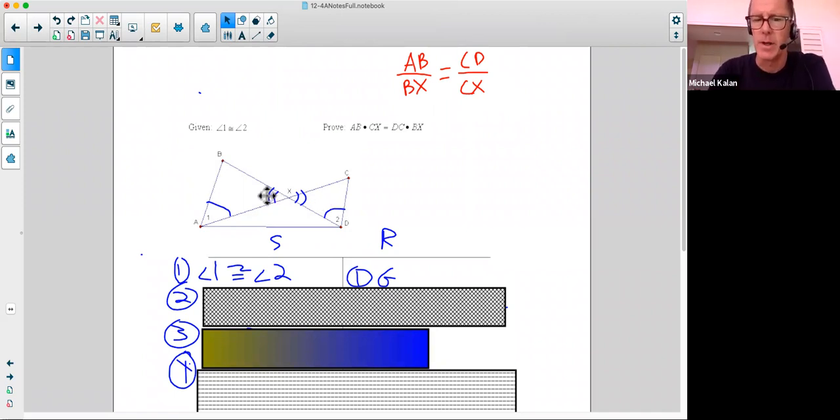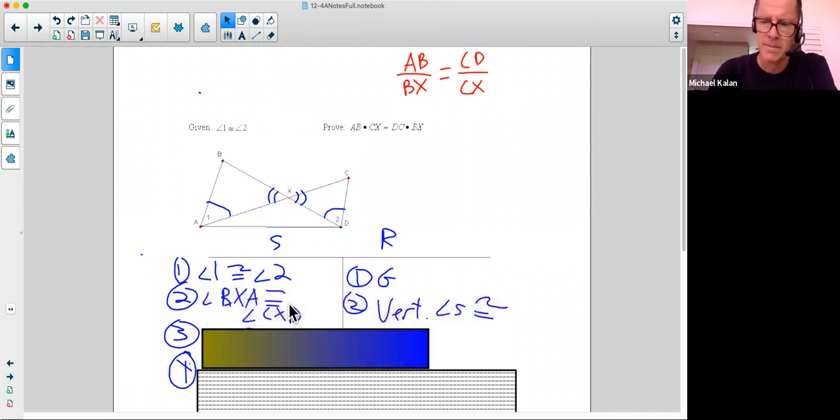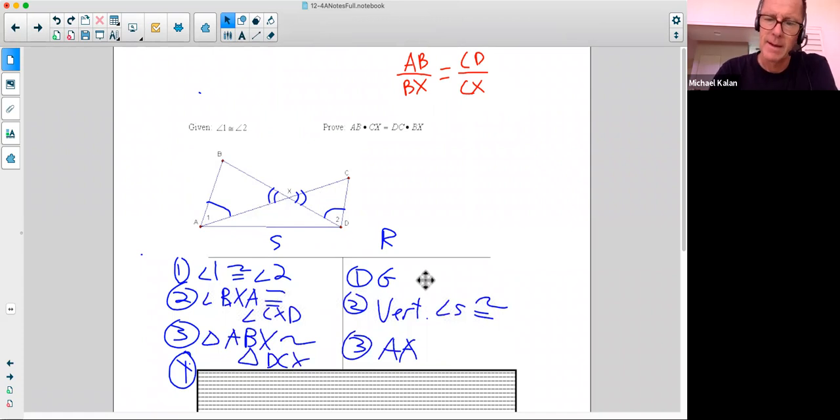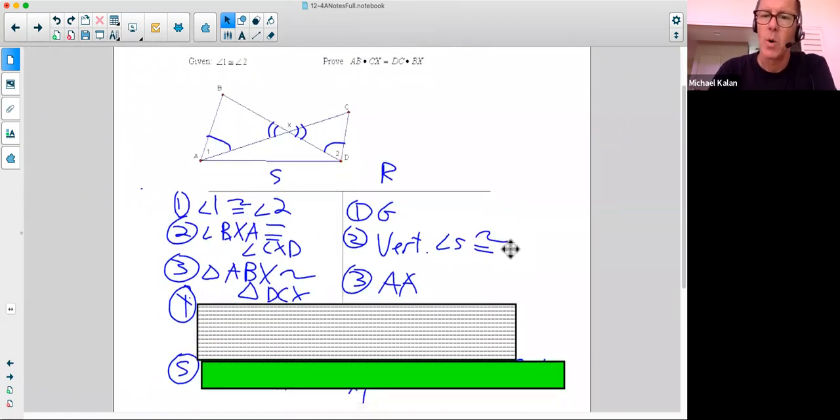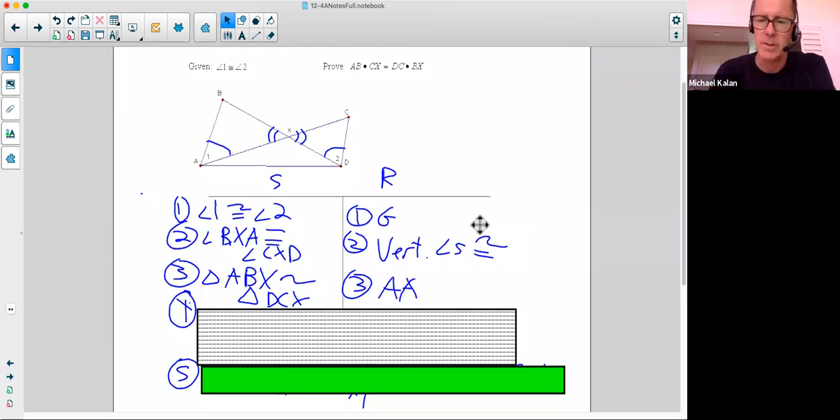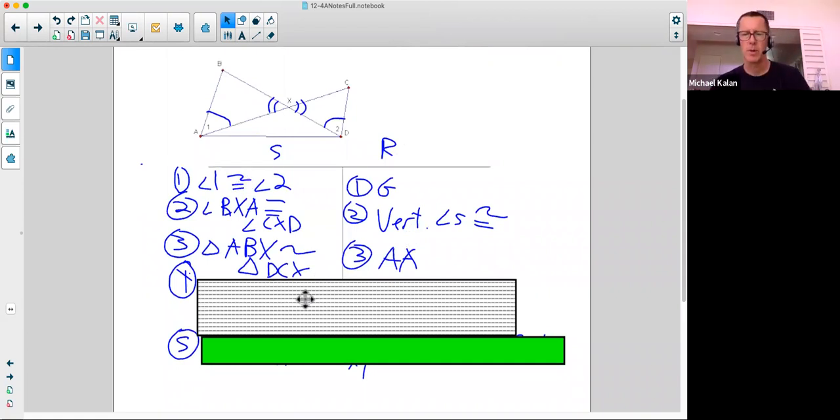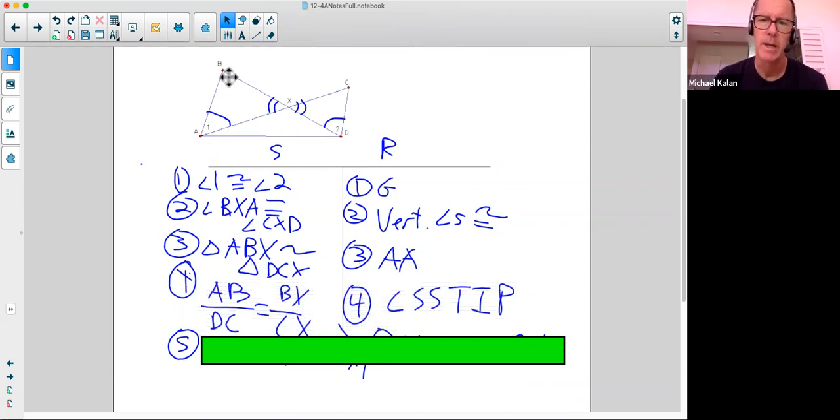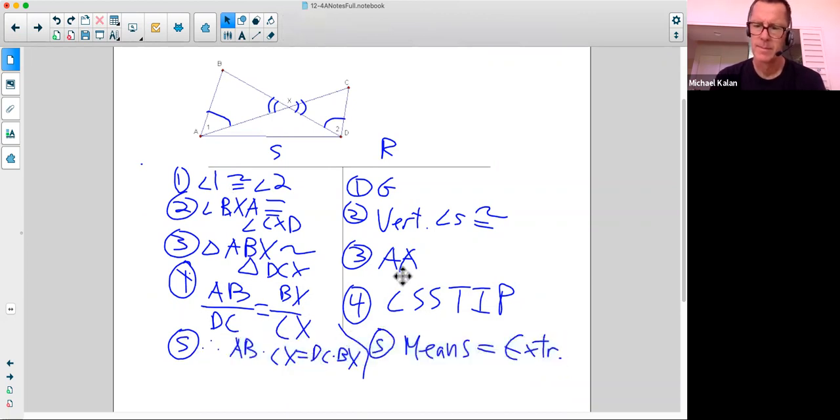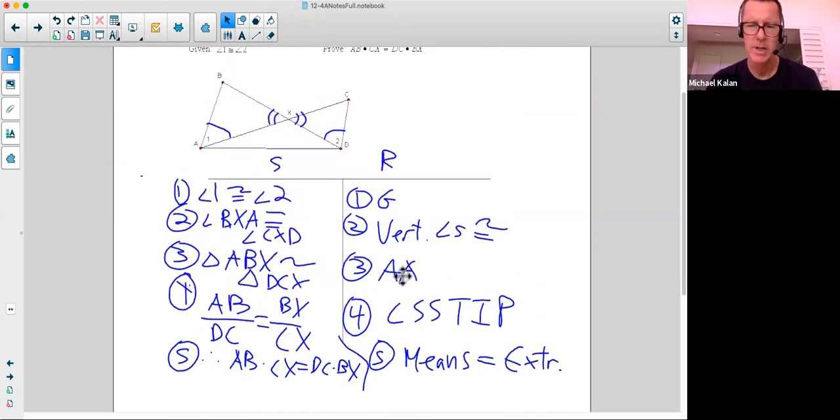All right, so how am I going to do that? Well, hopefully you got that we have vertical angles, and if we have vertical angles, then what do we have? Yeah, we have that. Now, we're not quite done because we do still have to get to the cross products here. So how are we going to do that? Well, if the triangles are similar, we know that we can write a proportion. The sides are in proportion. So we could say AB over DC, because they correspond, equals BX over CX. And then look what happens when we cross multiply.